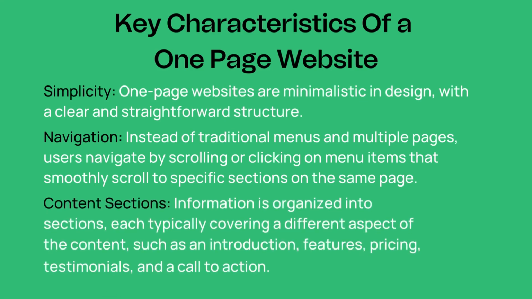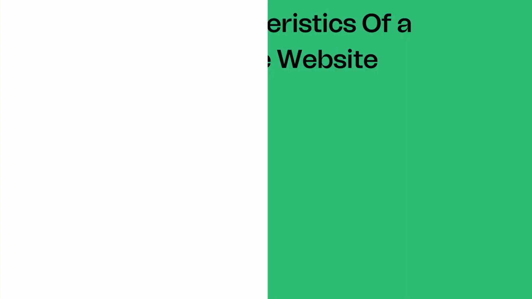But up next is the content sections. So information is organized into sections, each typically covering a different aspect of the content, such as an introduction, features, pricing, testimonials, and a call to action. So again, we'll showcase that later on in the video on how you would typically lay out the content sections.